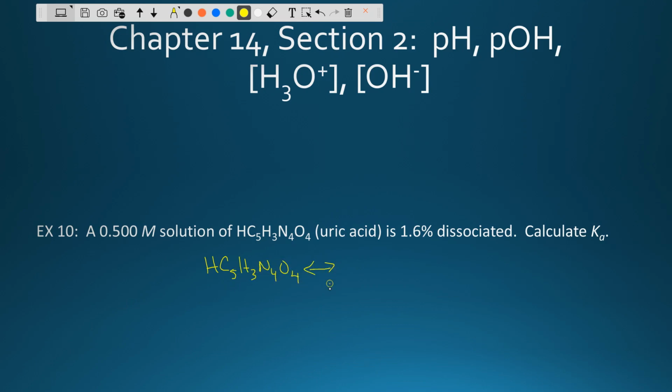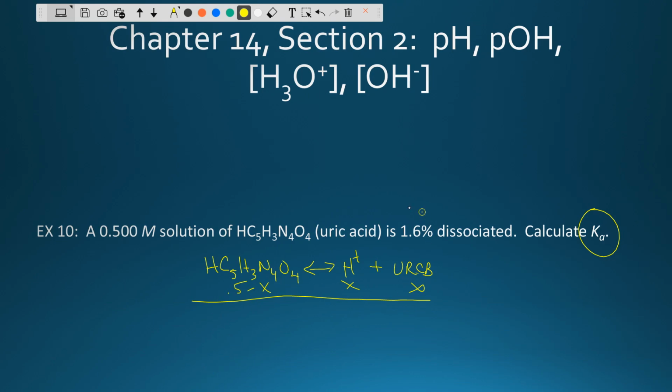That's going to dissociate into my hydrogen ion and my uric acid conjugate base. I'll just abbreviate it that way. There's my X, and this is going to be a 0.5, losing a certain amount of X. We want to know that dissociation constant, so we have to calculate for it.